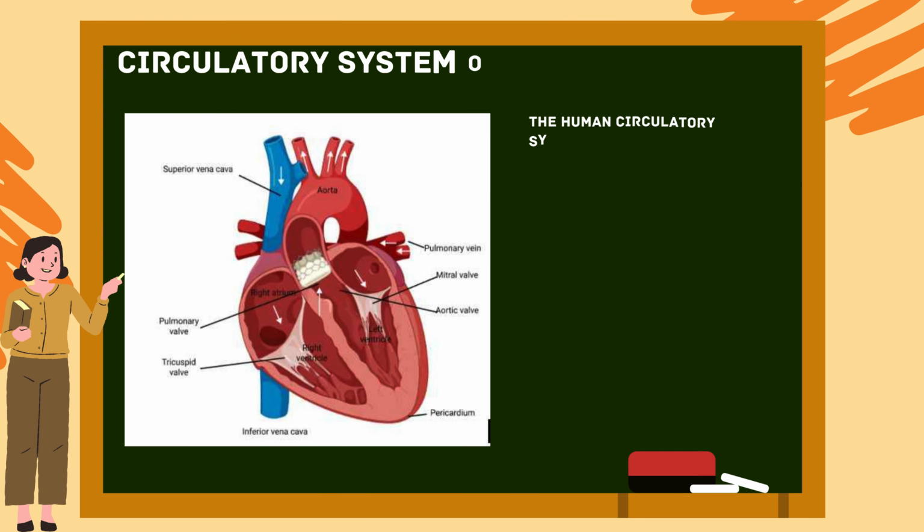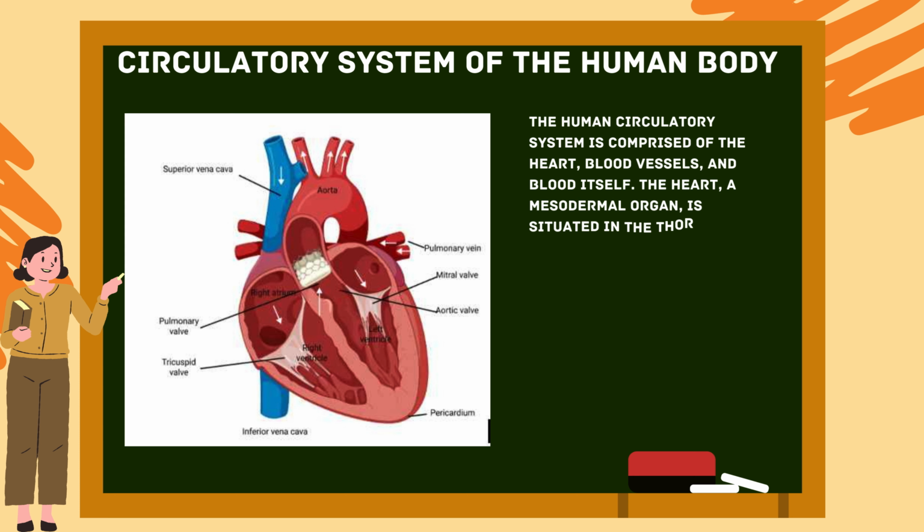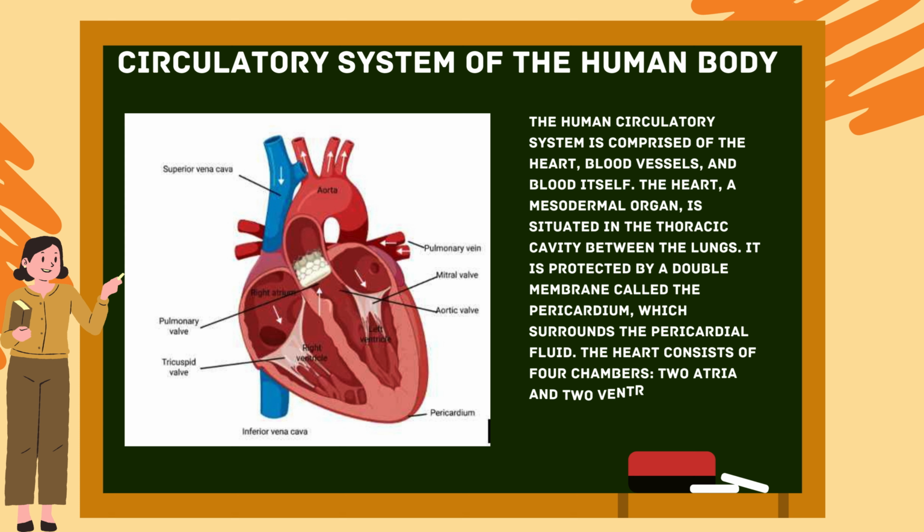Circulatory system of the human body. The human circulatory system is comprised of the heart, blood vessels, and blood itself. The heart, a mesodermal organ, is situated in the thoracic cavity between the lungs. It is protected by a double membrane called the pericardium, which surrounds the pericardial fluid.